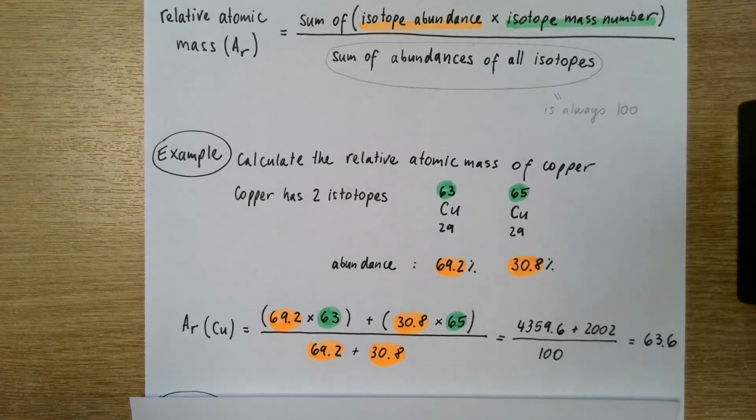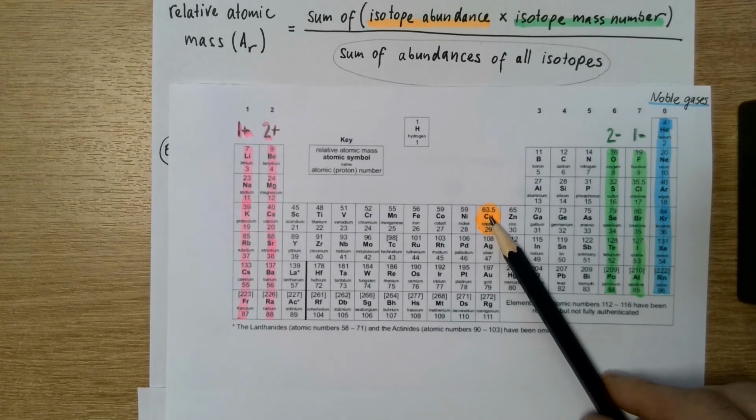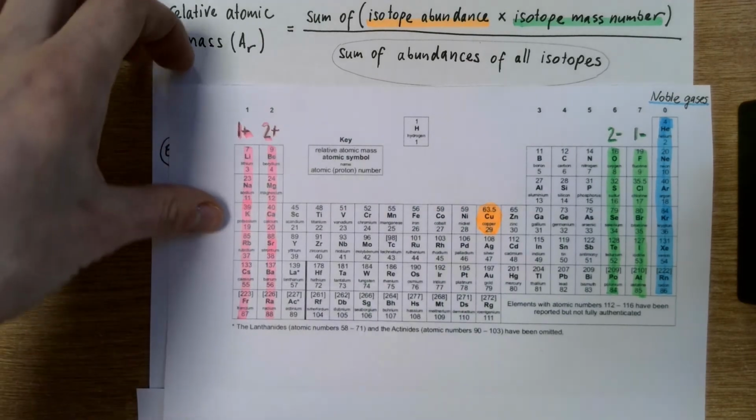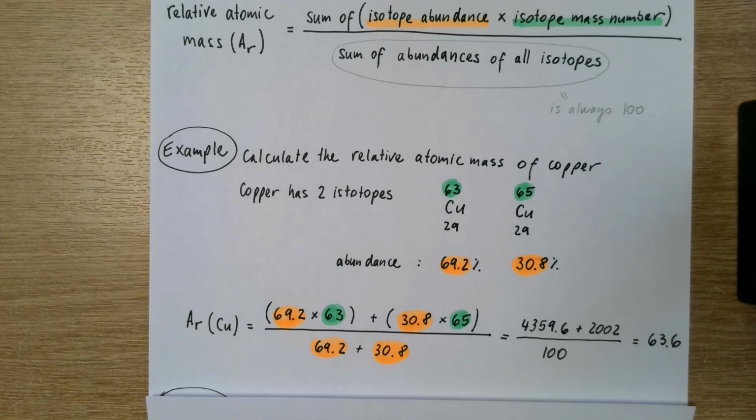Let us check our periodic table. Copper in the periodic table has a relative atomic mass of 63.5. So it's slightly different from what we calculated, but it's only because we were calculating to 1 decimal place. If you want to be more accurate, you would need to include more decimal places in your calculation.